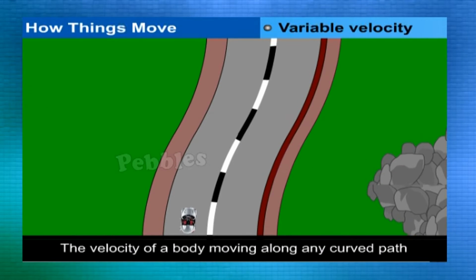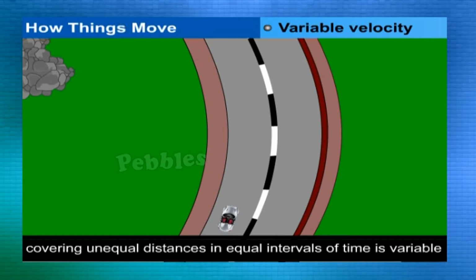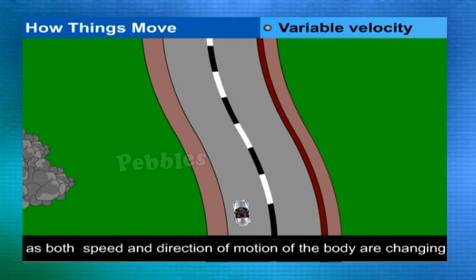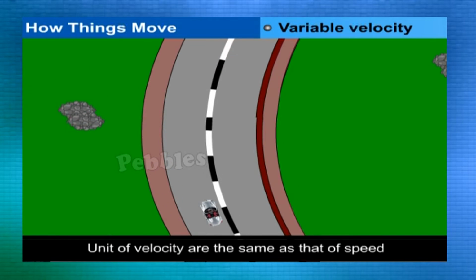The velocity of a body moving along any curved path and covering unequal distances in equal intervals of time is variable as both the speed and direction of motion of the body are changing. Units of velocity are the same as that of speed.